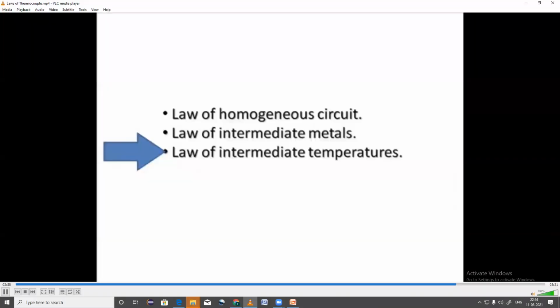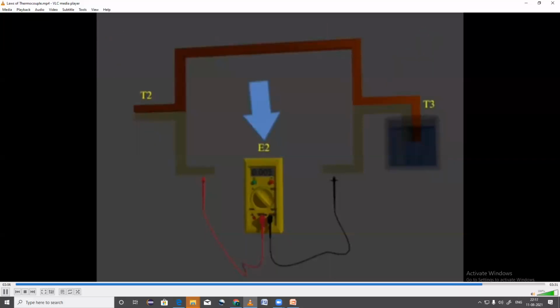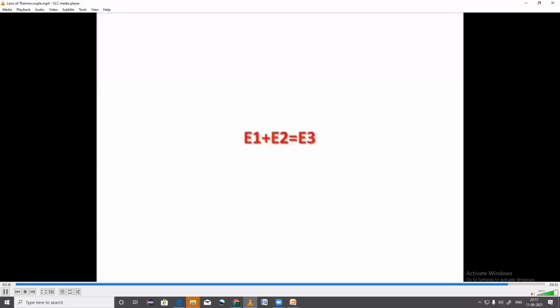The third law, successive or intermediate temperatures, states that EMF E1 is generated when two dissimilar metals have junctions at temperatures T1 and T2, and EMF E2 results for temperatures T2 and T3. It follows that an EMF E3 results at the output terminals when the junctions are at temperatures T1 and T3. Here, E1 plus E2 equals E3.